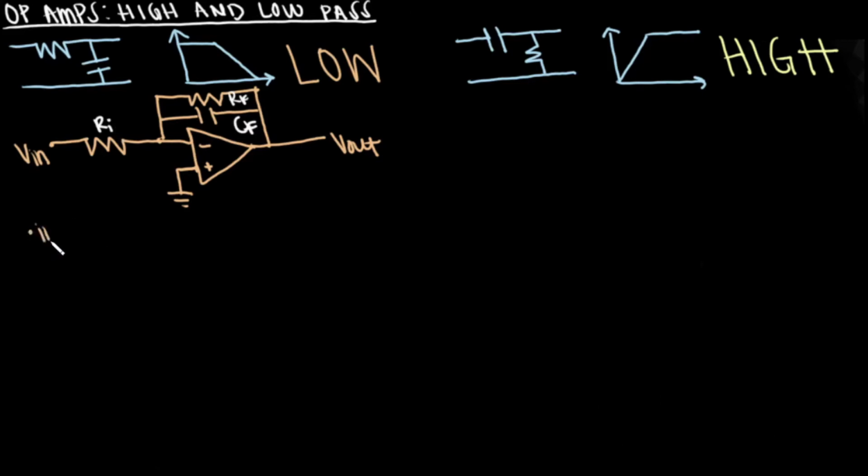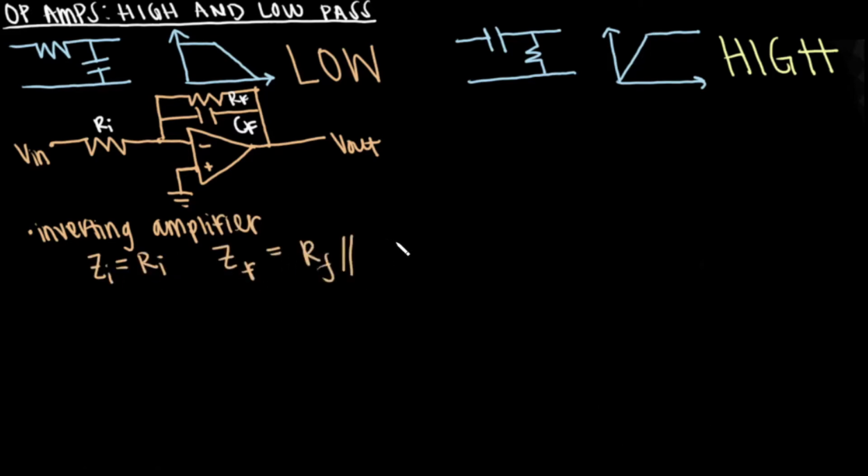First, we will discuss active low-pass filters. Give me a quick second as I draw the filter. As you can see, the voltage input goes into the inverting input, so we have an inverting amplifier. Using the simple equivalence from the previous video, we can make Zi equal to Ri and Zf equal to the parallel combination of Rf and the capacitor, 1 over j omega Cf.